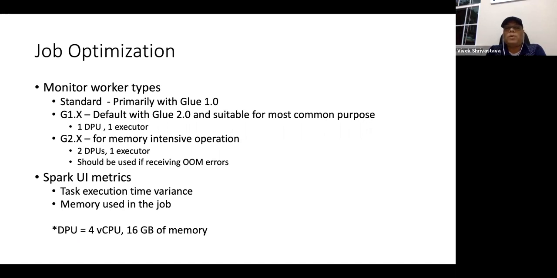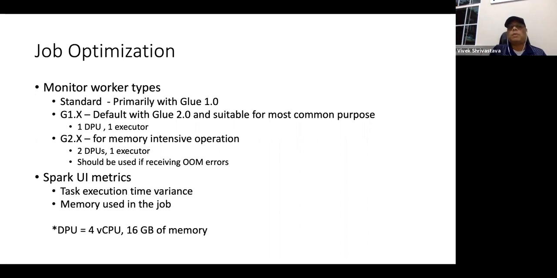Glue 2.0 comes with G1X by default, which has one DPU, one executor. When we say DPU, we mean a definition of 4 vCPU hardware which has this configuration. Similarly, G2X has more power, but it reduces the number of executors. So if you are running a very memory intensive operation and running out of memory, it's recommended to change your worker type and use that one.